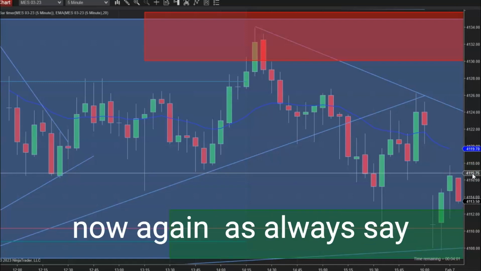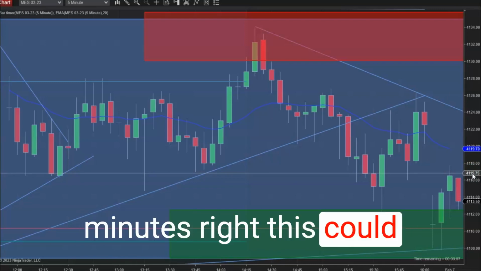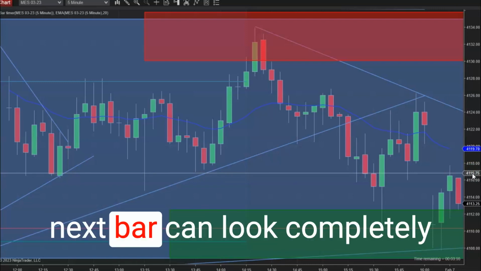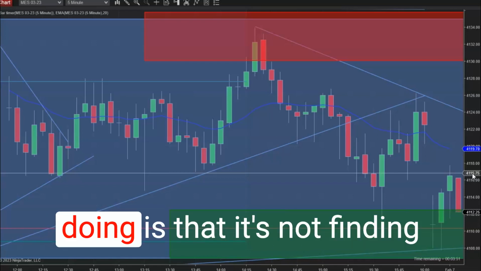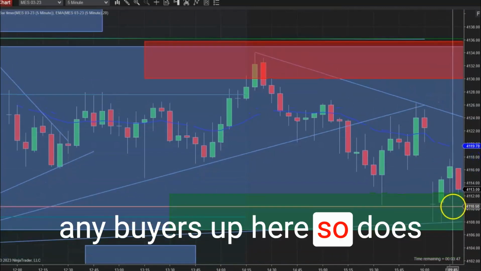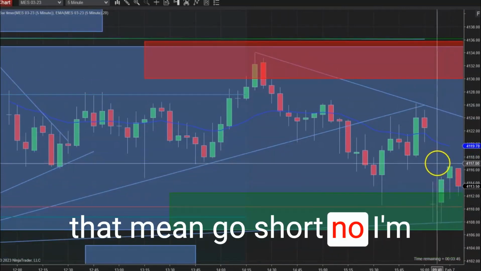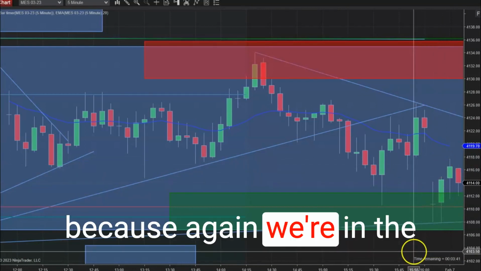Now again, as I always say, this could change in 5 minutes, right? This could change in 30 seconds. The next bar can look completely different. But as of now, what I'm noticing the market's doing is that it's not finding any buyers up here. So does that mean go short? No, I'm just making an observation because, again, we're in the buy zone.